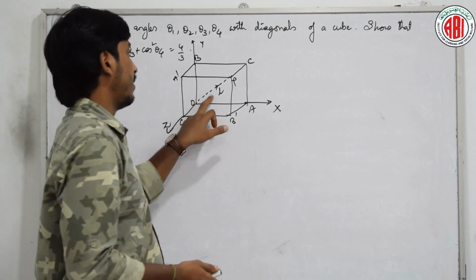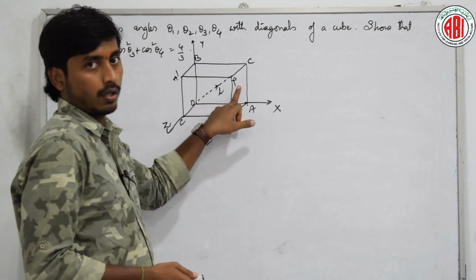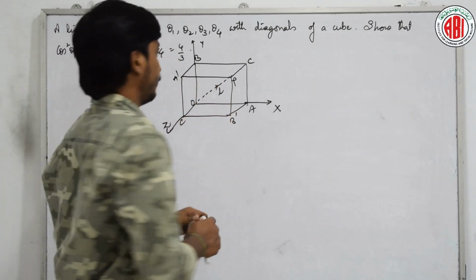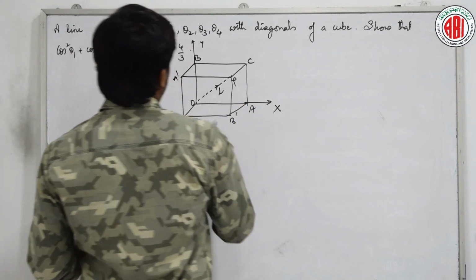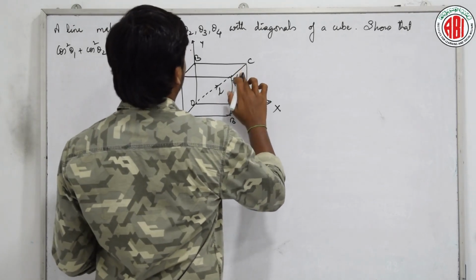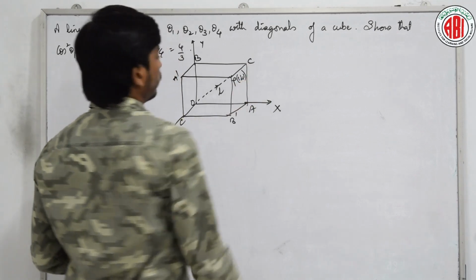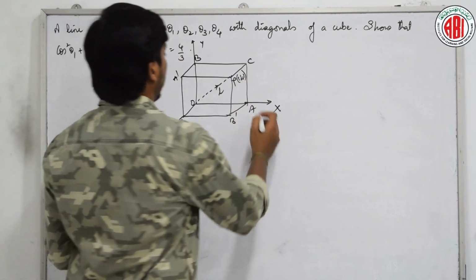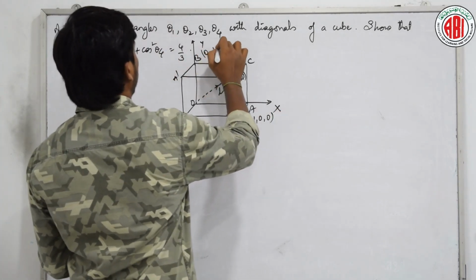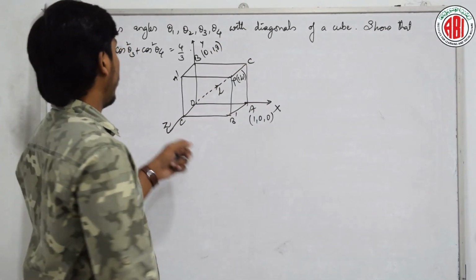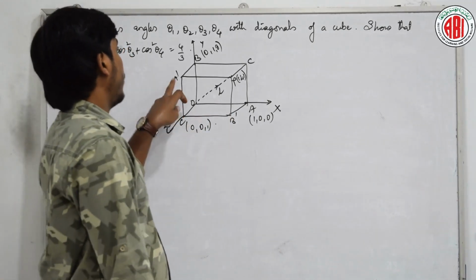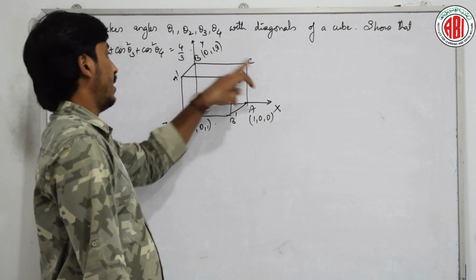Let us say the line is OP. Let us say it has some distance A, or else let us say 1. This cube is of side 1. If we assume this point to be 1 comma 1 comma 1, then what will be this point A? This will be 1 0 0. What will be this point B? 0 1 0. What will be this point C? 0 0 1. Then I have named them A, B and C.